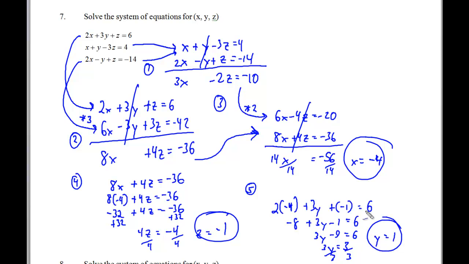So my answer to this problem is going to be, whoops, I think I made a mistake here. Hold on. 6 and 9 make 15, and then 15 divided by 3 is 5. Whoops, sorry about that. I'm not going to edit that one out. So my answer to this problem is going to be negative 4, 5, and negative 1.